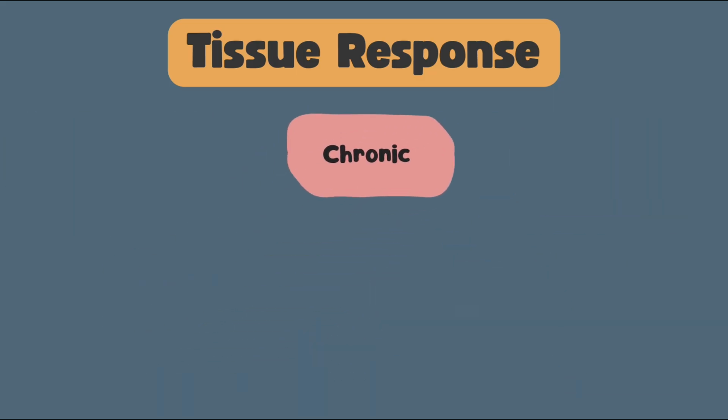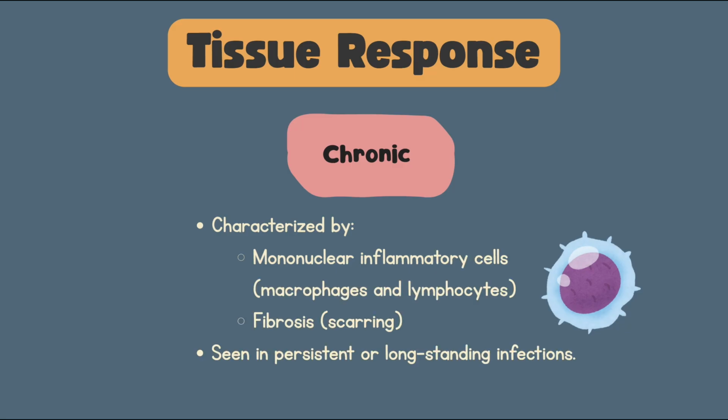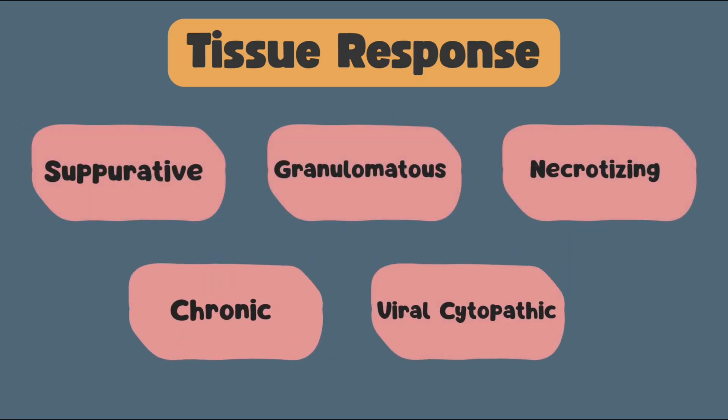Fourth way is through a chronic inflammation. So some infections produce chronic inflammation, and this pattern is categorized by mononuclear inflammatory cells, mainly macrophages and lymphocytes. We also see fibrosis, which results in tissue scarring, and this pattern of chronic inflammation is usually seen in obviously persistent or long-standing infections.